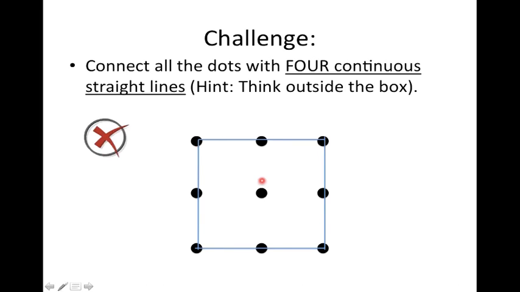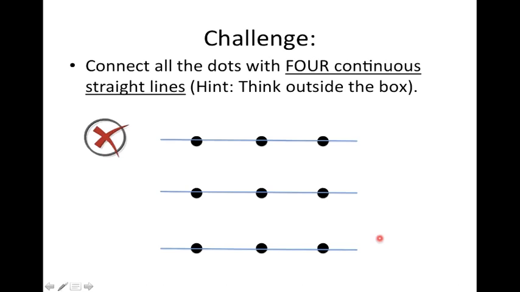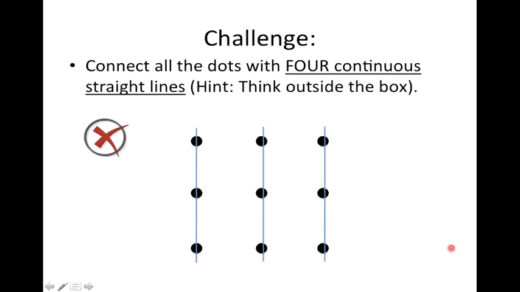So let's think about, how about horizontal lines? Well, all the dots are connected, however, the lines are not continuous, and there's only 3 of them. What about vertical lines? Again, all the dots are connected, but there's only 3 lines, and they're not continuous.